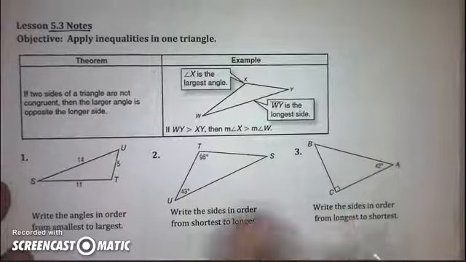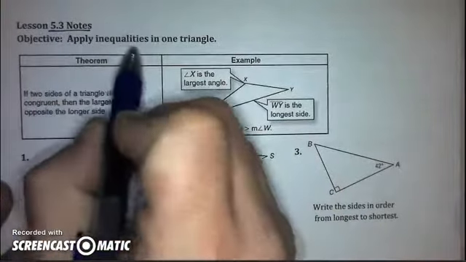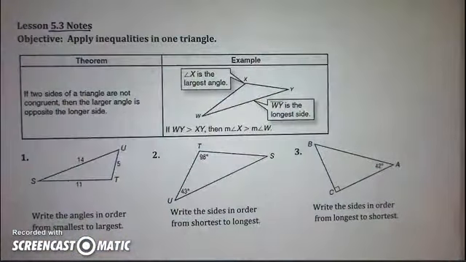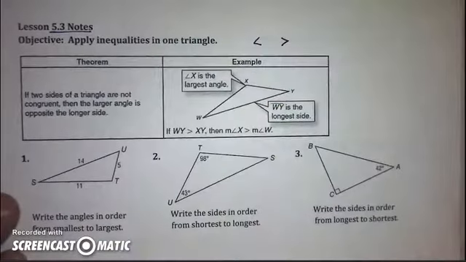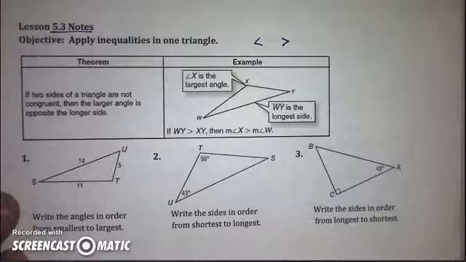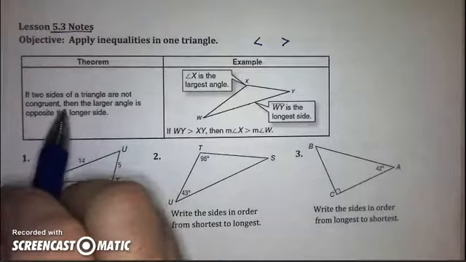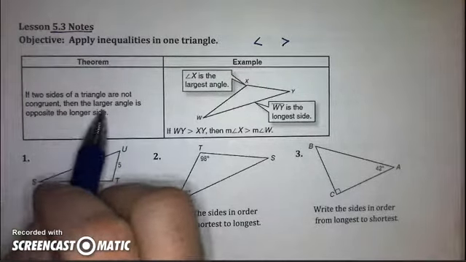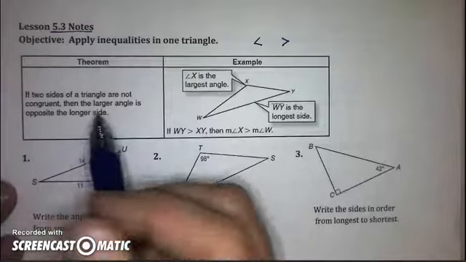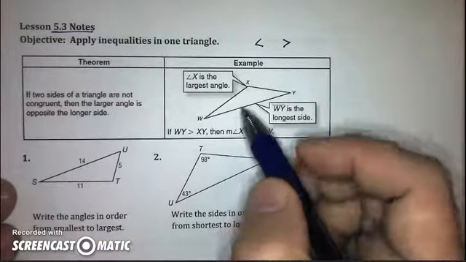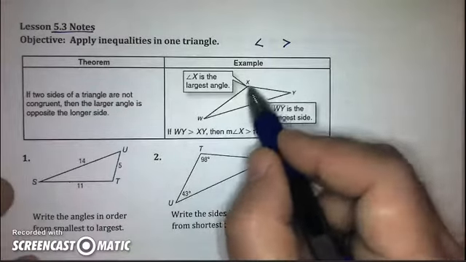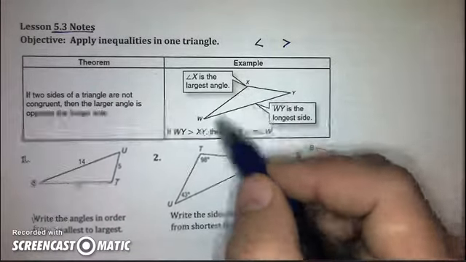Okay, so in 5.3, we're talking about applying inequalities in one triangle. That's what we're going to start off with. Remember, inequalities are like less than or greater than. And we have these relationships based on angle measures that also inform us about the relationships of sides. So if two sides of a triangle are not congruent, then the larger angle is opposite the longer side. And in fact, we could say the largest angle, the biggest one, is across from the longest side. The smallest angle is across from the shortest side, and then that leaves one in between.